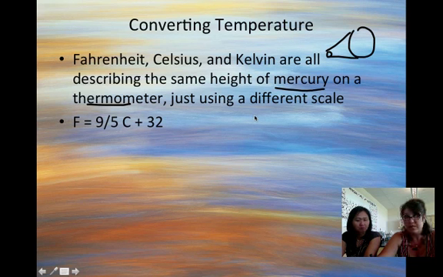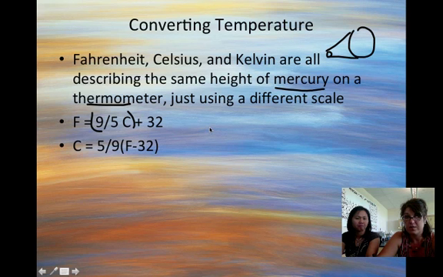y equals mx plus b. So where y is our Fahrenheit degrees, Fahrenheit is equal to 9/5 times our degrees Celsius, and then plus we add 32. So in this case, we're going to multiply first and then add. So, regular order of operations.